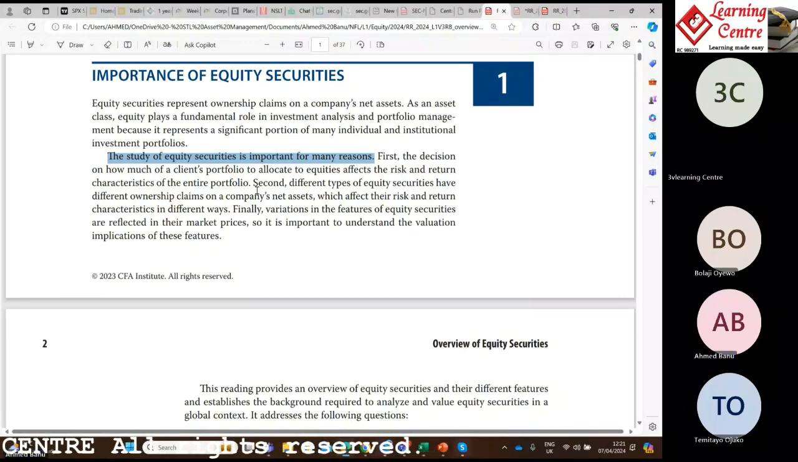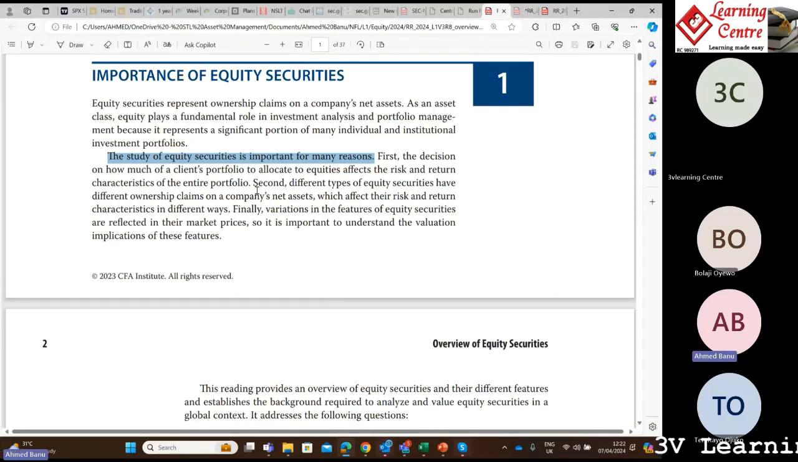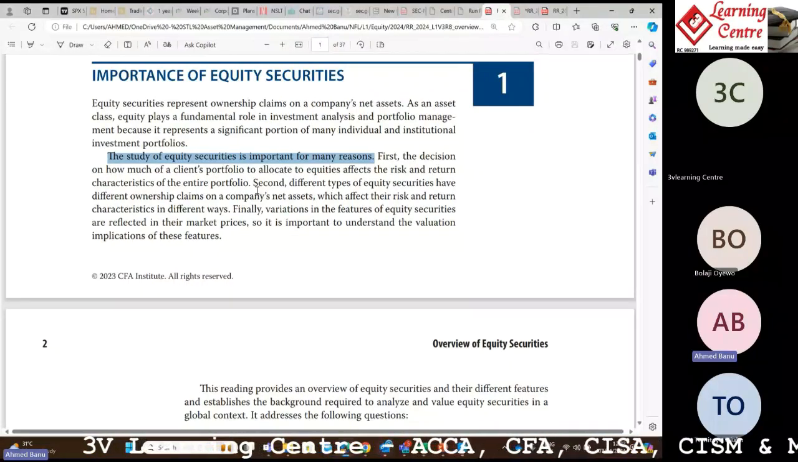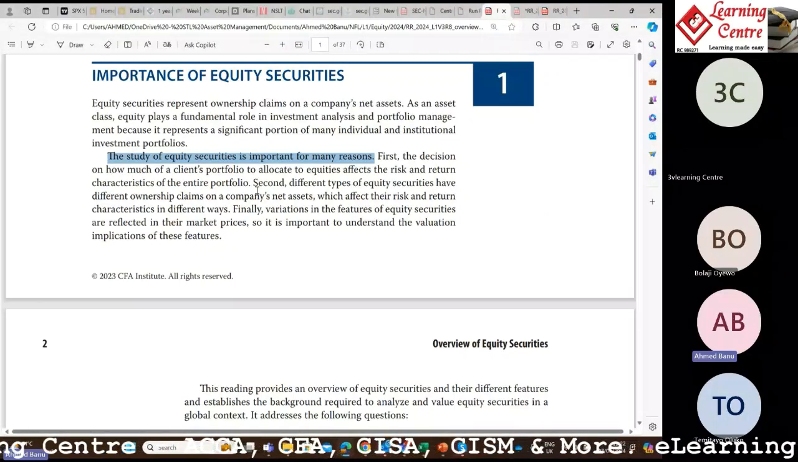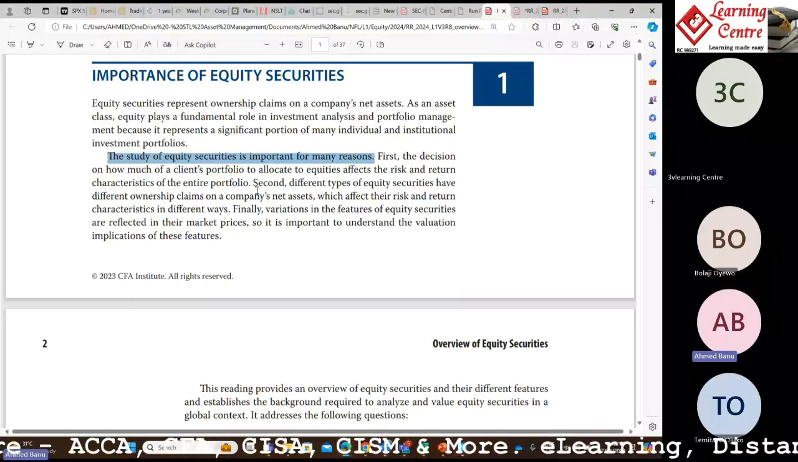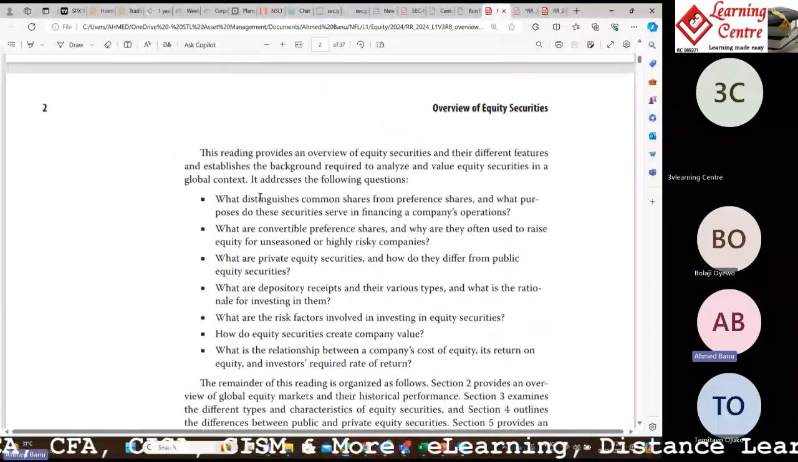Finally, variations in the features of equity securities are reflected in their market prices. So it is important to understand the valuation implications of these features, meaning that different equity securities have different features, which are different from their investment characteristics. Investment characteristics just talk about risk and return, but there are some peculiarities about each of these equity securities that impact their risk and return characteristics. You need to understand that, and that's the whole essence of why we're doing this.